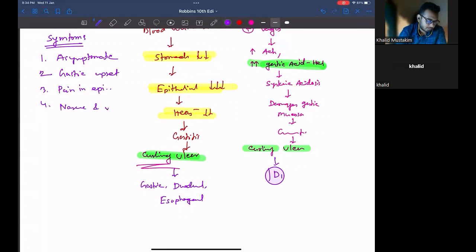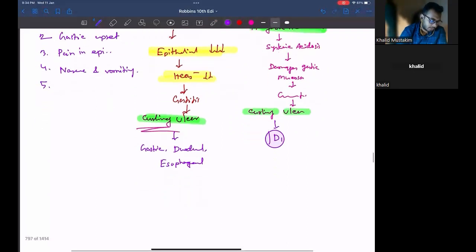Nausea and vomiting. The patient is still not going to a doctor. He is still tolerating. What will happen to him? Definitely, then ulcer will develop. Ulcer from gastritis will develop.